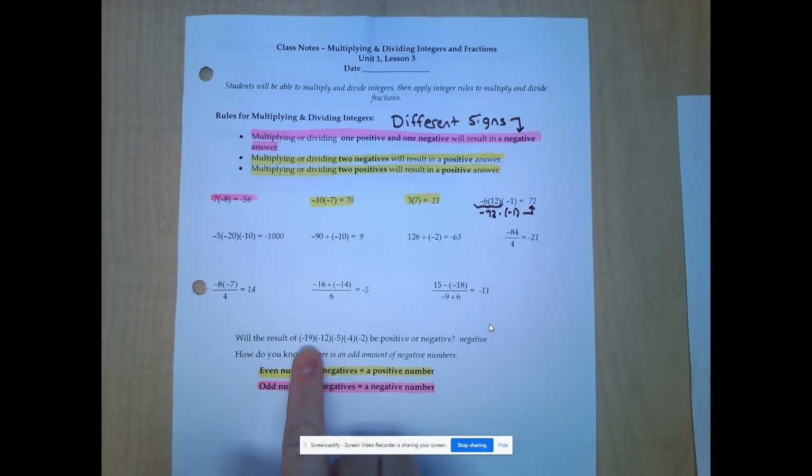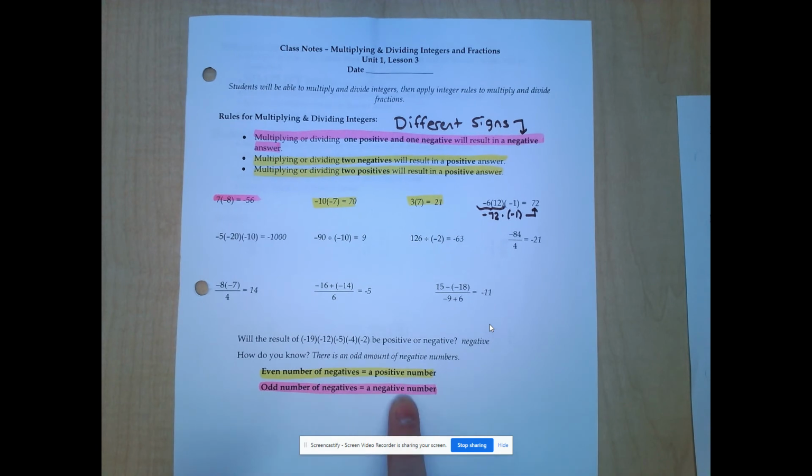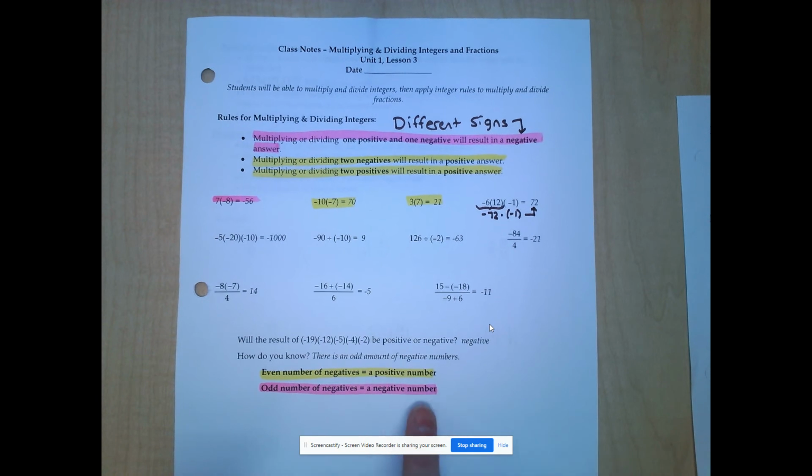So this problem right here has 1, 2, 3, 4, 5 negatives. The first two kind of act like a pair and come out positive. The next two act like a pair and come out positive, which means you have a remaining negative that gets to be sort of the odd man out. An odd amount of negatives would leave you with a negative answer. So odd amount of negative numbers, negative result.